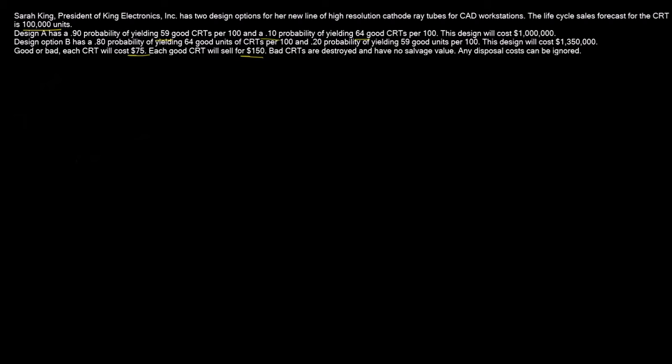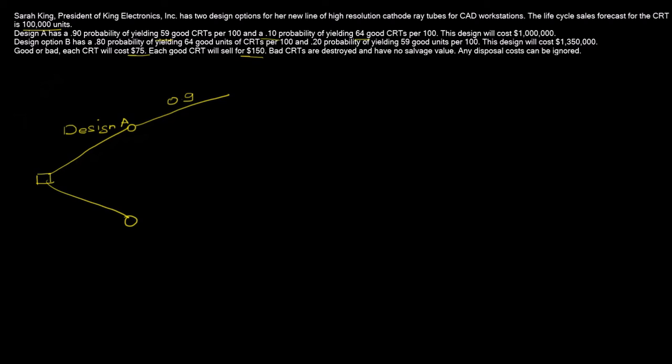Okay, so to start off, we need to make a decision tree. So we can start it with a square. Now, first we have two options. So this is design A. Now, if we choose design A, there are two possible outcomes. First, there is a 90% chance that we will yield 59 good units per 100.